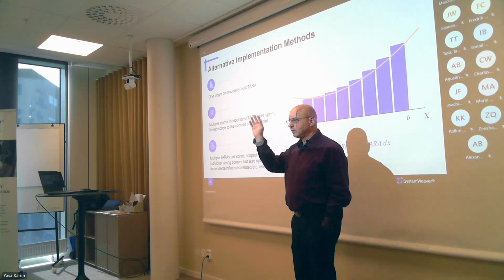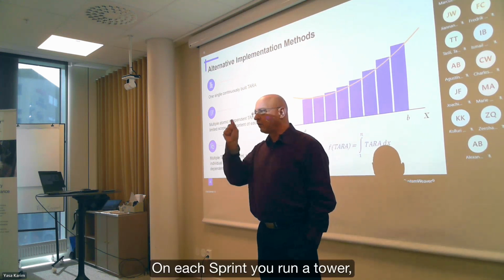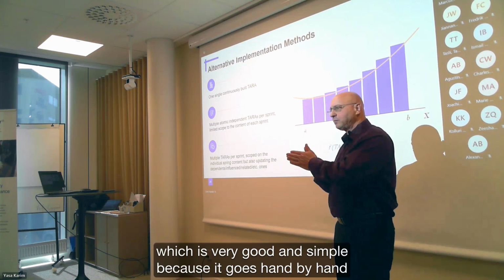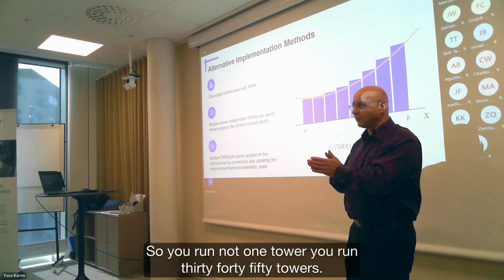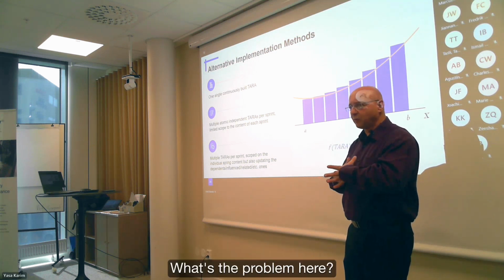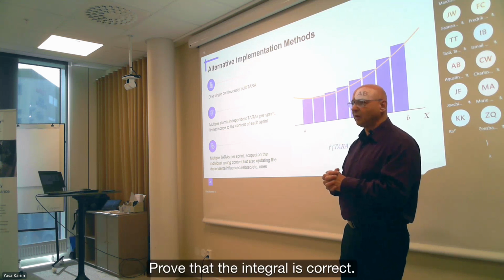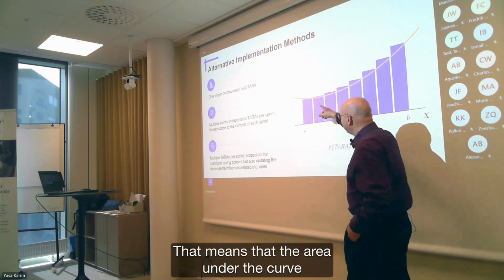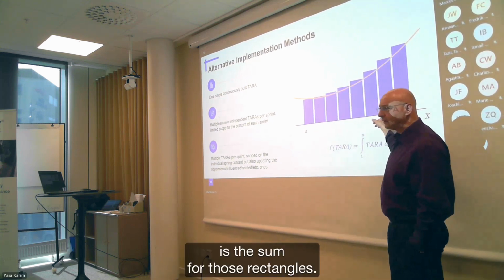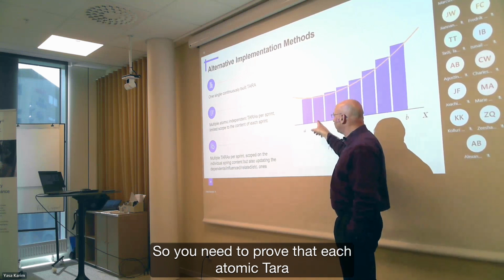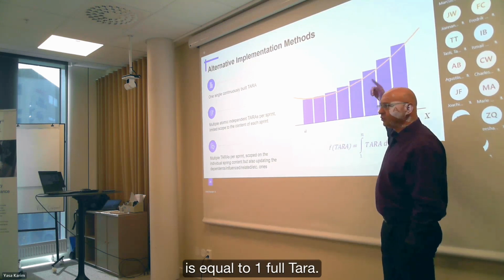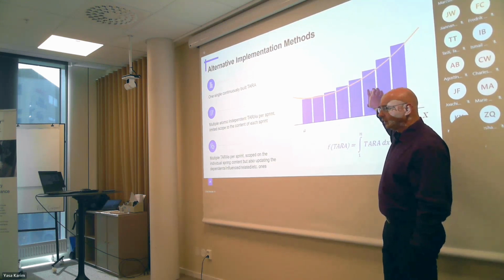A second option is you run multiple TARAs. You have 40 sprints. On each sprint, you run a TARA, which is very good and simple because it goes hand in hand with the Agile. So you run not one TARA, you run 30, 40, 50 TARAs. What's the problem here? Prove that the integral is correct. That means that the area under the curve is the sum of all those rectangles. So you need to prove that each atomic TARA is equal to one full TARA. Interesting how to do it.